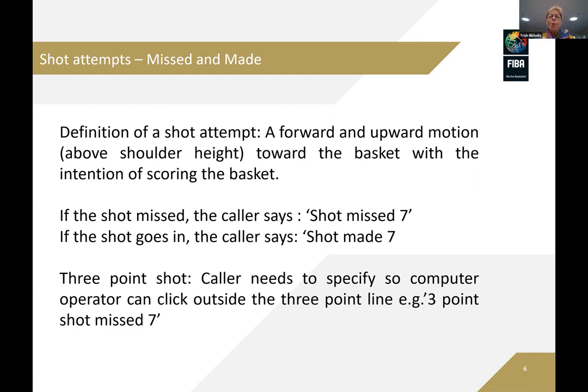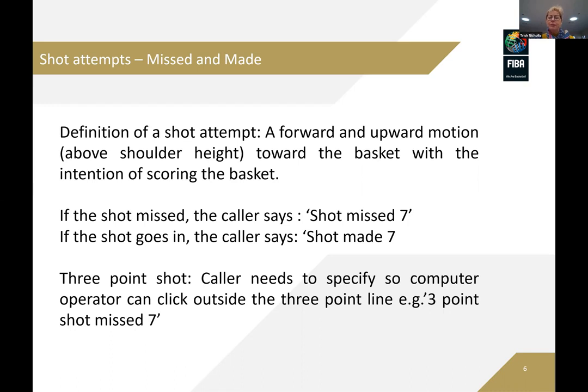What the caller will say in a situation where we have a shot happening is it's only got 2 options. It can be made or missed. So our caller is going to say shot, missed, 7. That's the only information they're going to tell you. They're not even going to tell you which team it is, because you'll be having a look yourself and you'll know which team is actually in control of the ball.